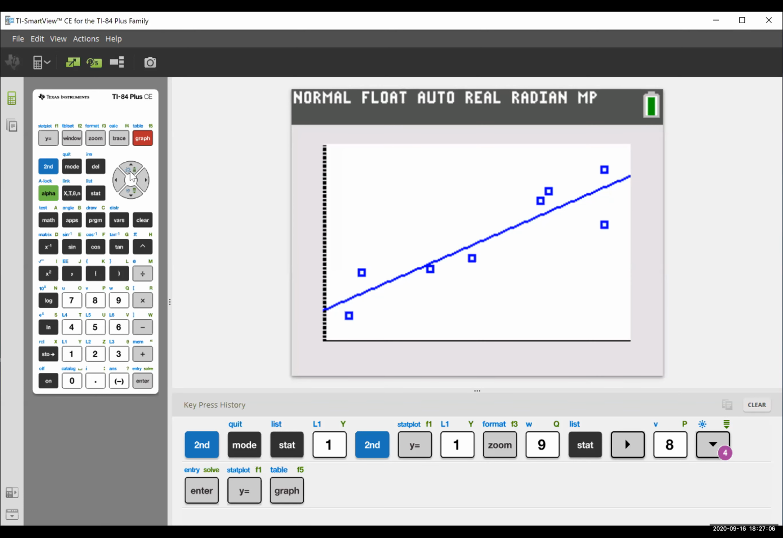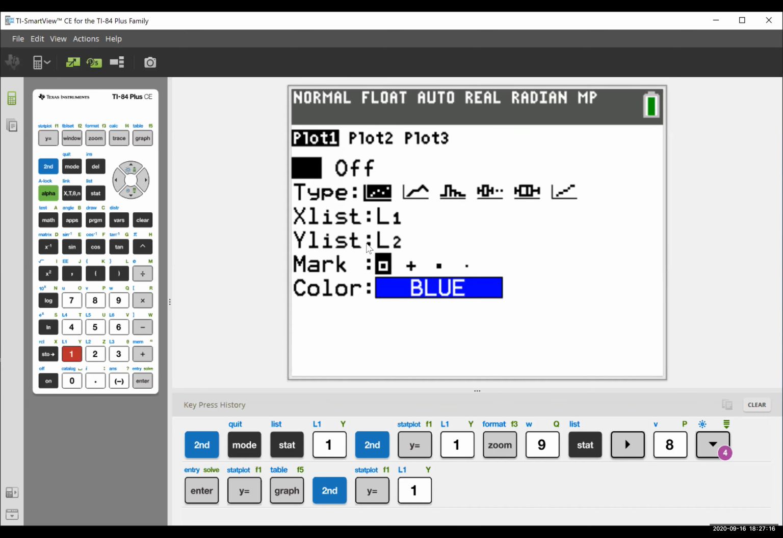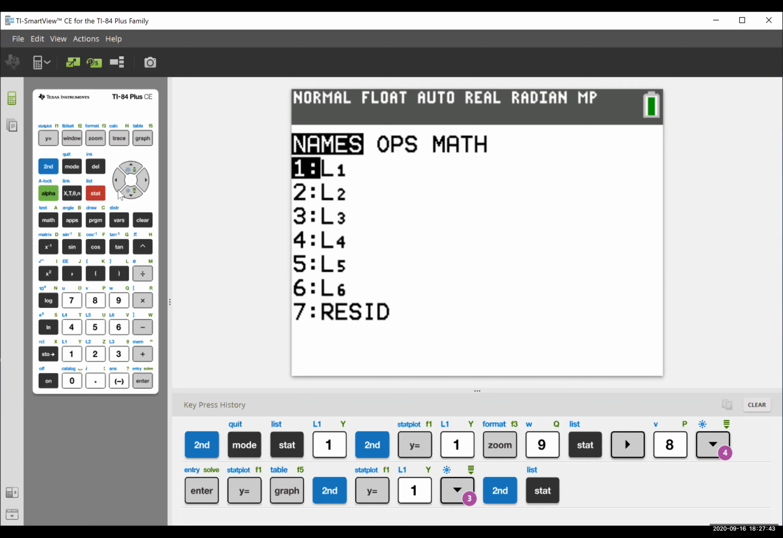So for the residual, all you have to do is just go just like your scatter plot. So second y equals, so 1. Make sure that it is on. List 1 is X list, but this time you have to change your Y list. So to change your Y list, second stat, okay, 7. So I'm gonna write it down here. So residual plot.